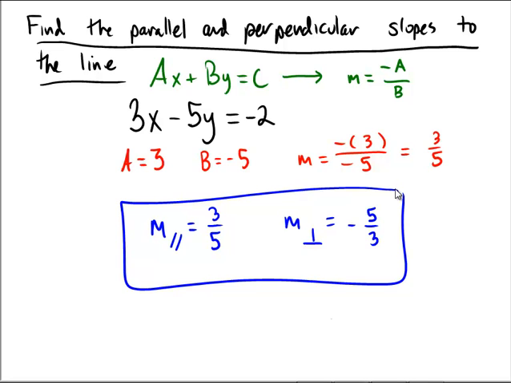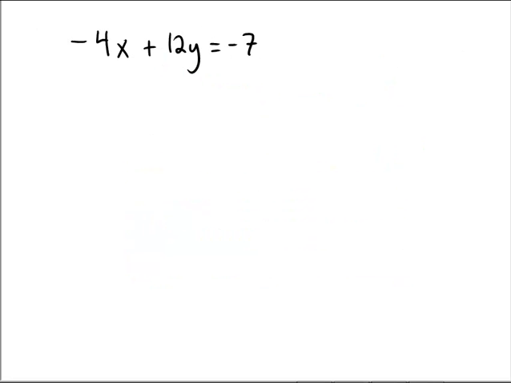Okay, so why don't you try to do one of these on your own? Consider the line negative 4x plus 12y equals negative 7. See if you can figure out what the slope of the parallel line and the slope of the perpendicular line are for this particular equation.